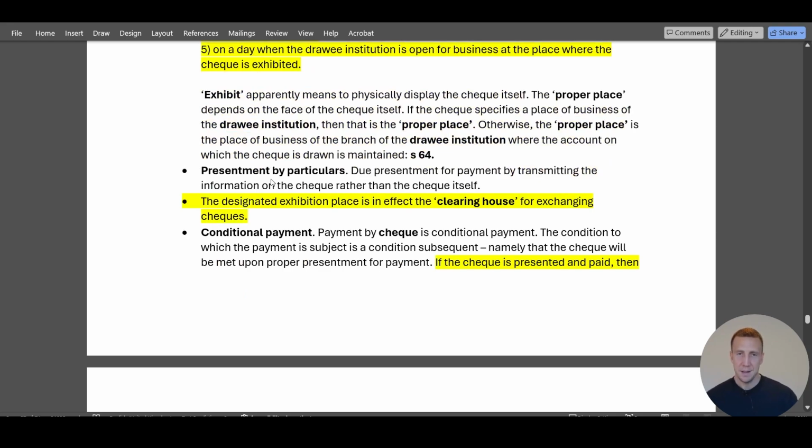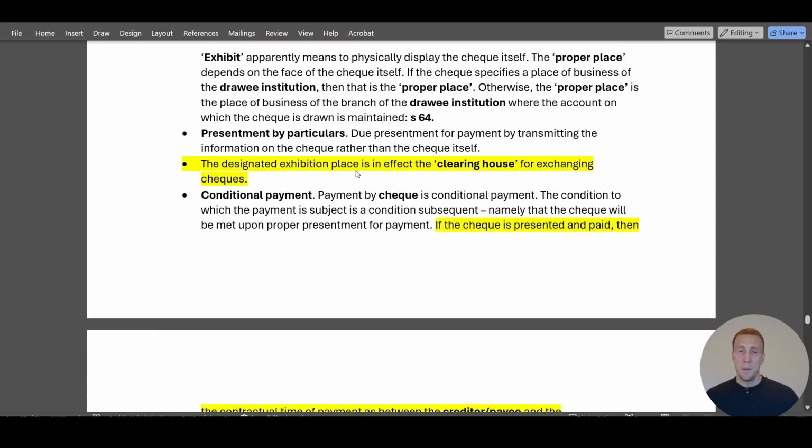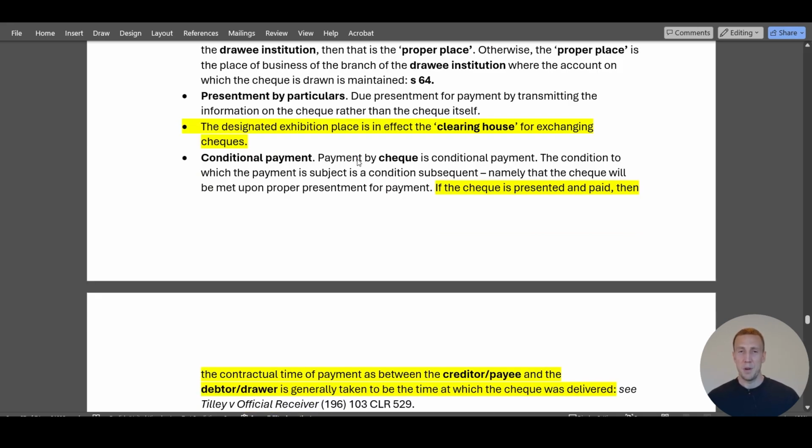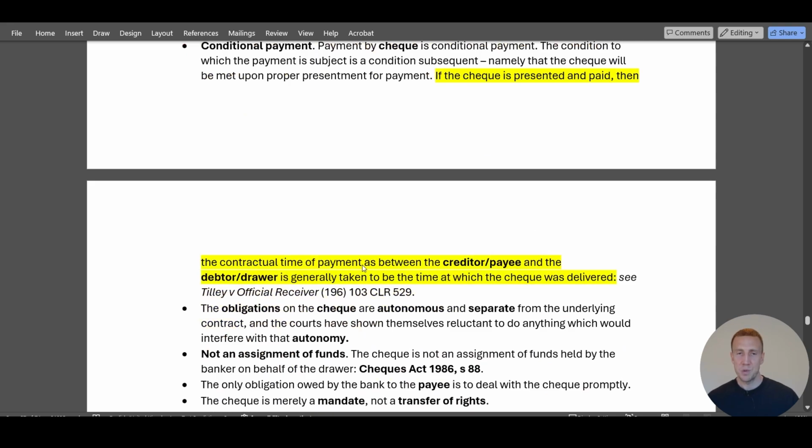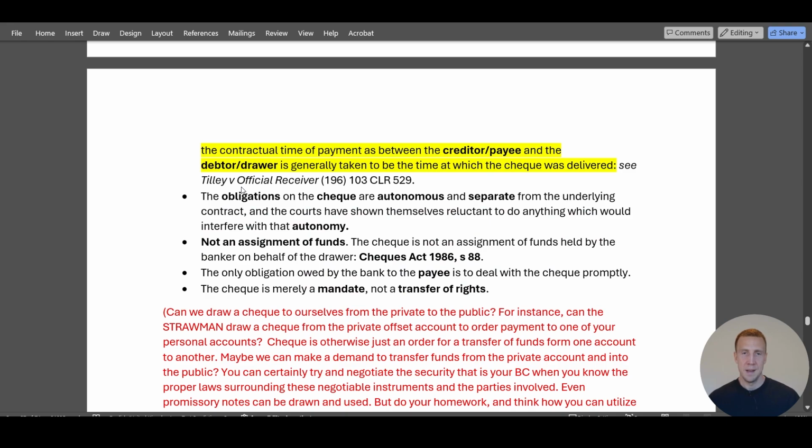Okay, we've got presentment by particulars, due presentment for payment by transmitting the information on the check rather than the check itself. The designated exhibition place is in effect the clearinghouse for exchanging checks. We have conditional payment. Payment by check is conditional payment. The condition to which the payment is subject is a condition subsequent, namely that the check will be met upon proper presentment for payment. Okay, if the check is presented and paid, then the contractual time of payment as between the creditor payee and the debtor drawer is generally taken to be the time at which the check was delivered. You see that codified in that case.